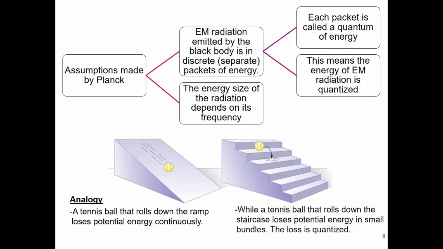Once Planck proposed an empirical formula that nicely fit the data, he sought a theoretical basis for the formula, and later he came up with a few assumptions. Planck's assumptions suggest that EM radiation emitted by the blackbody is in discrete or separate packets of energy. Each packet is called a quantum of energy. This means the energy of EM radiation is quantized. He also assumed that the energy size of the radiation depends on its frequency.